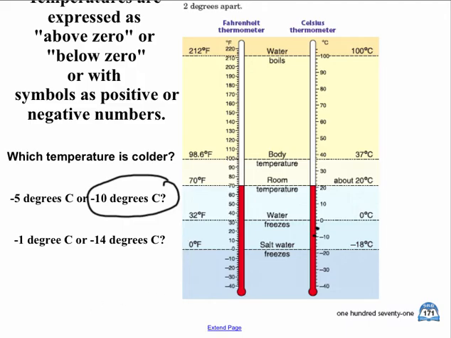You try this one. What's colder, -1 degree Celsius or -14 degrees Celsius? If you said -14, you would be correct. That is colder. It's further below 0. -1, here's our 0 point. So -1 is going to be right about there. -14, here's -10, -12, -14 is going to be right about there. So -14 is further below, so it is going to be colder.